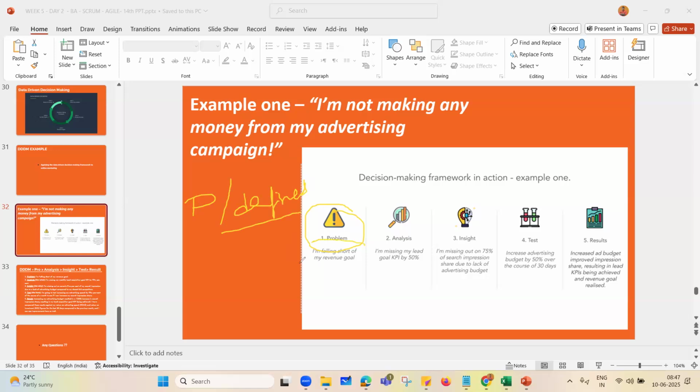So that's the reason we emphasize the definition of the problem. So we clearly come up with this: falling short of revenue goal. Maybe the person had a certain revenue goal of $8,000, and he's not making enough. When analyzed in the next step, it says that the person is missing the lead goal KPI by 50%. Now, how do we understand that?